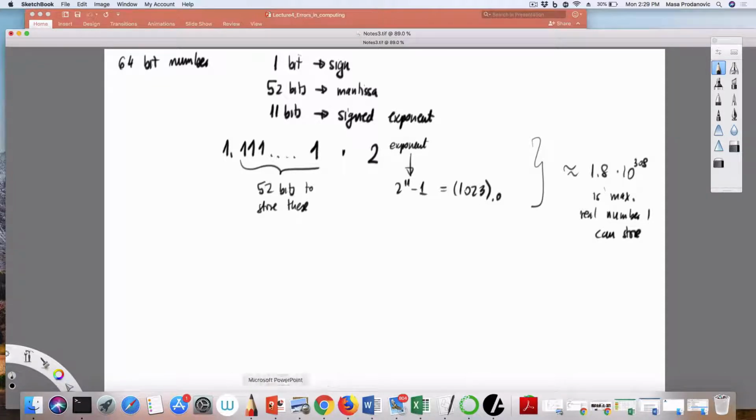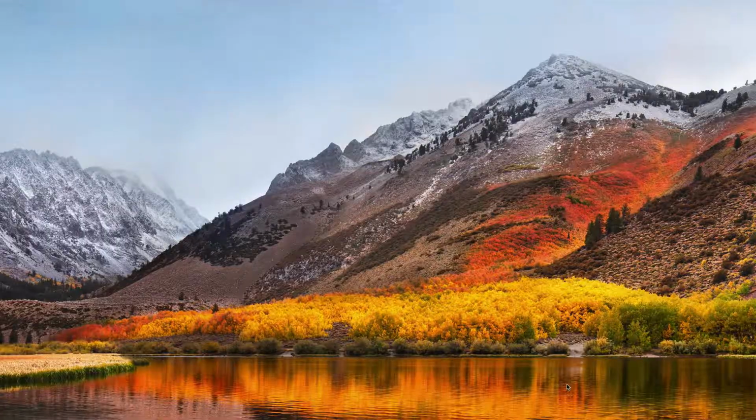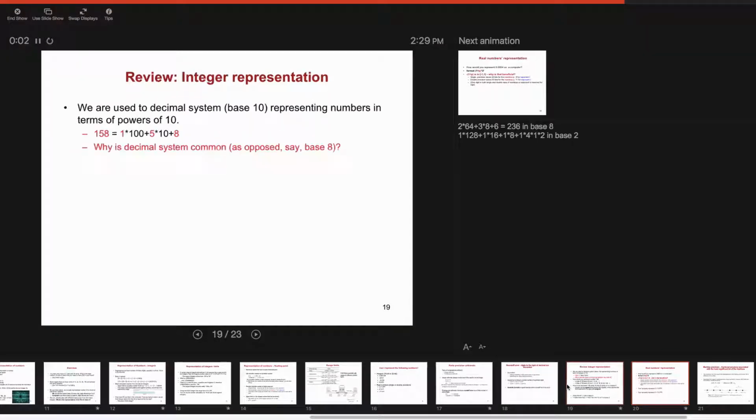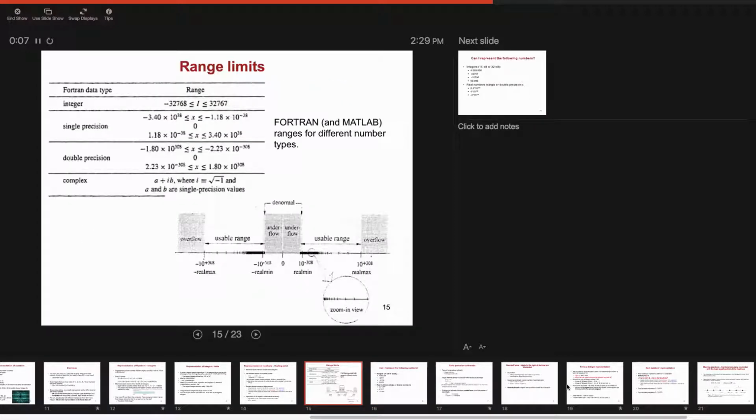So this is just to explain where these limits came from that we had in the slides. There's this list of limits. Double precision is what I just exemplified. That's with 64 bits. So approximately 1.8 times 10 to the 308 is the largest number you can do. If you want to do 10 to the 408, you can't do it.